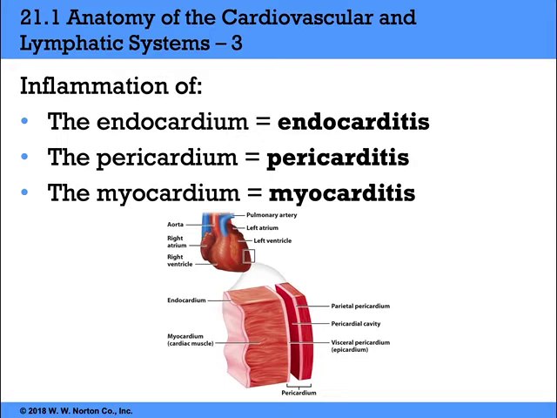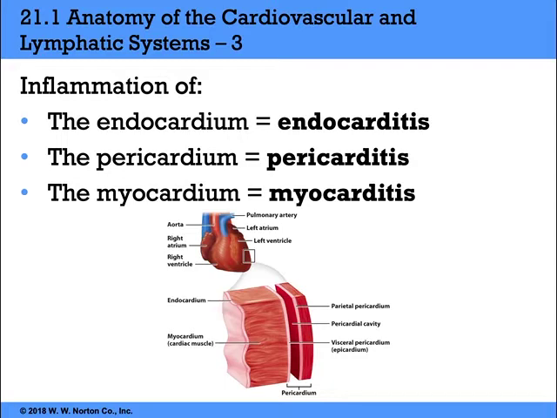Each of these valves only opens in one direction under normal circumstances. Both of the atrioventricular valves only open into the ventricles, and both of the semilunar valves only open into the great vessels, the aorta and the pulmonary trunk. Otherwise, we wouldn't be effectively pumping blood throughout the body.